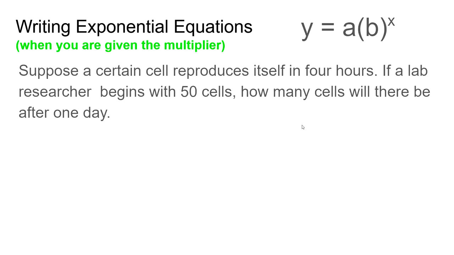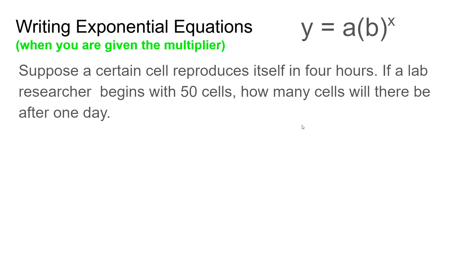Okay, so suppose a certain cell reproduces itself every 4 hours. If a lab researcher begins with 50 cells, how many cells will be there in one day? So we have a multiplier, and because it's talking about reproducing itself, we're going to multiply over and over. We're going to double it.